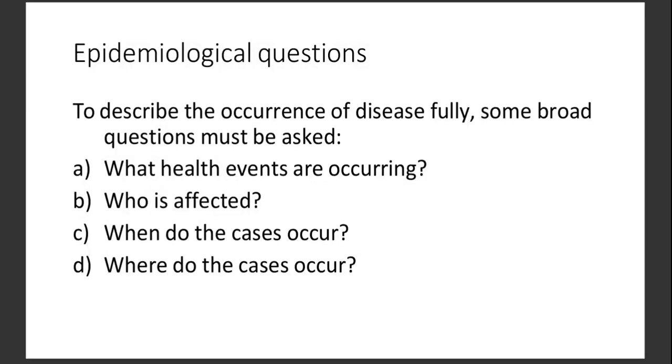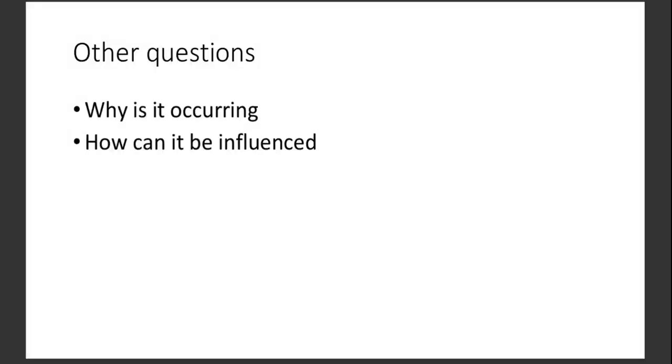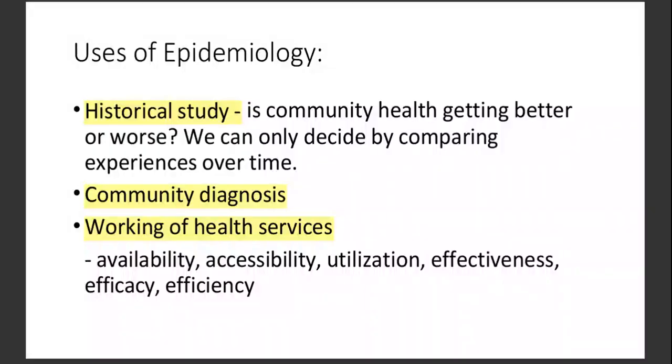Okay. So some questions that you ask yourself, epidemiological questions. For example, to describe the occurrence of a disease fully, you can ask yourself some questions. What health events are occurring? Who is affected? When do the cases occur? Where do the cases occur? This is to describe the occurrence. Other questions are, why is this condition occurring and how can it be influenced? Okay.